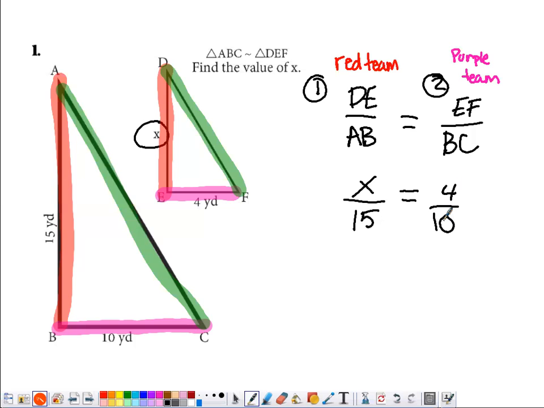So we're gonna cross multiply. What's X times 10? 10X. Yeah, 10X. 4 times 15. What's 4 times 15? Oh, I'm sorry. 60. Very good.